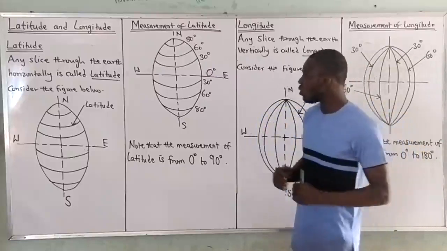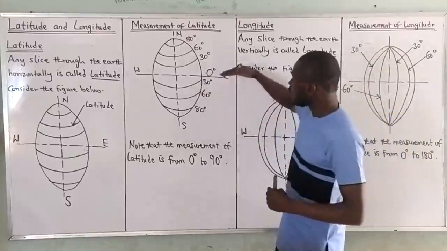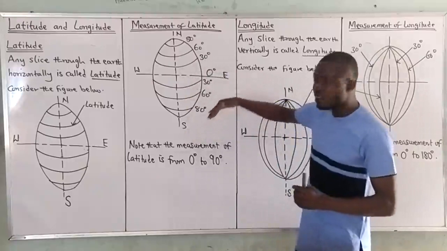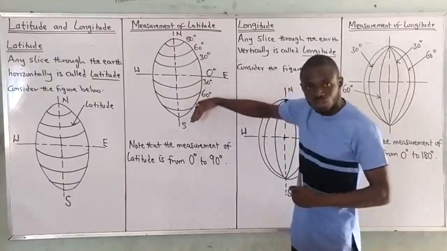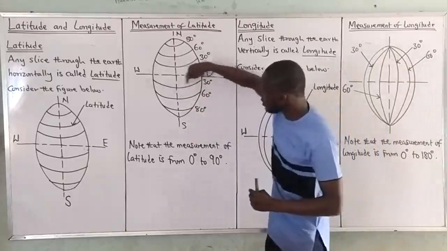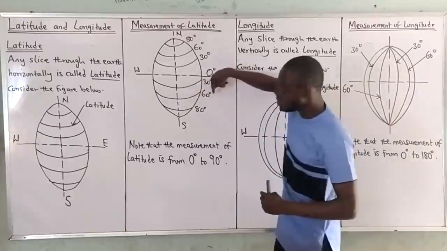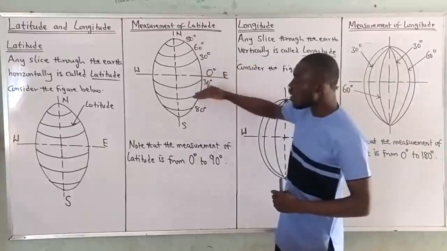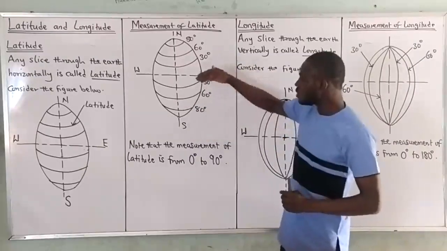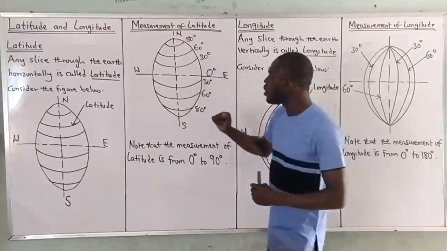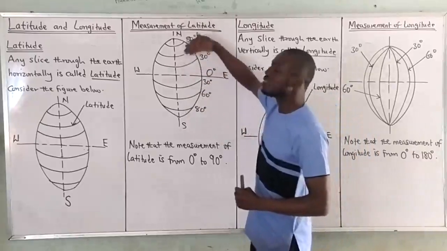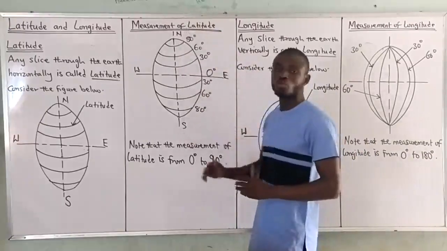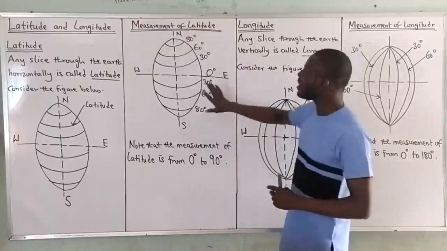But as I said earlier, measurement of latitude can be done towards the north or towards the south. If we look at it towards the south, the equator still stands as 0 degree. If you measure it towards the south, there is an increase towards the south. The first one here is 30, followed by 60, followed by 80. It increases outwardly towards the south. There is an increase towards the north, and there is an increase towards the south. So this is what we mean by the measurement of latitude.